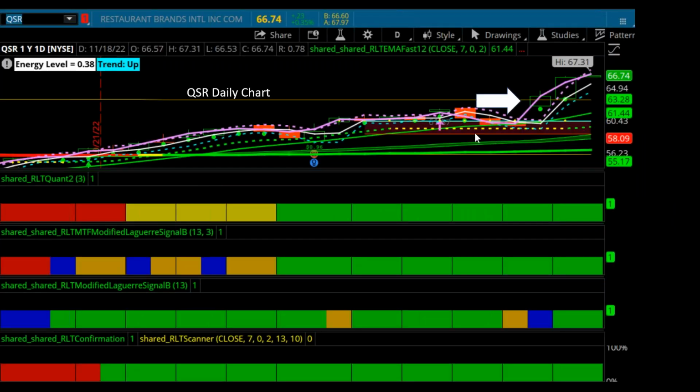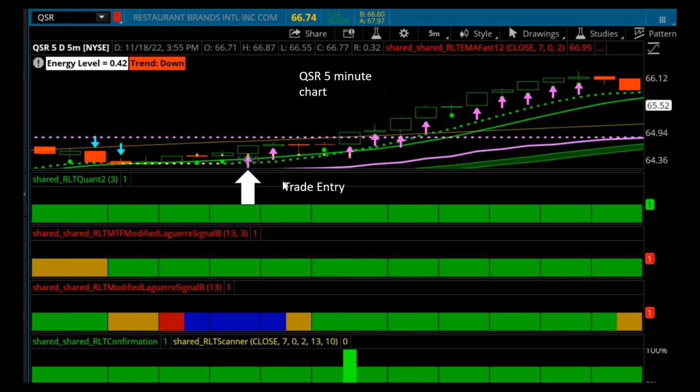And this was QSR. Here I show how I use the daily chart and the 5-minute chart together. Notice here's QSR. You see how it goes from yellow to blue? Institutions are in here buying. I know it's bullish. Now I want to trade it bullish. Okay, where do I want to get in?